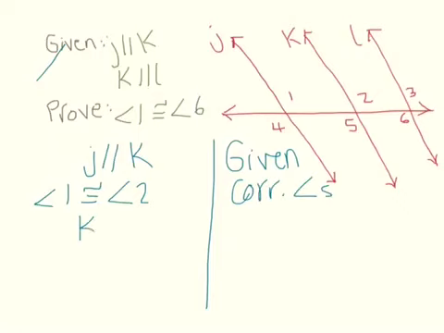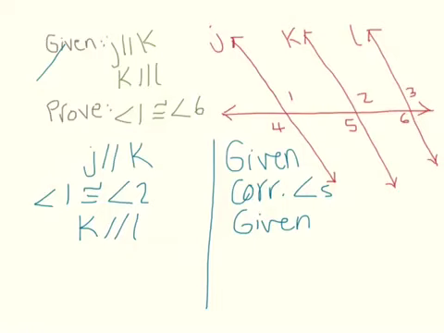And then line K is parallel to L, that's the second given. And for that one, I'll be using alternate interior angles. Between K and L, we have 2 and 6 are alternate interior.